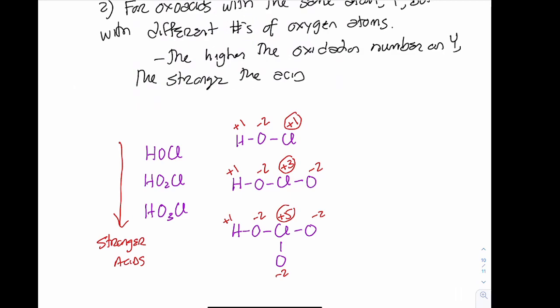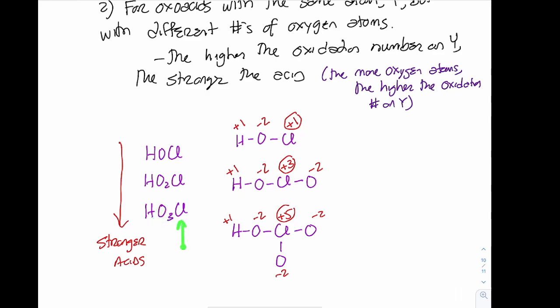That happens to correspond to the number of oxygen atoms. So the more oxygen atoms, the higher the oxidation number. And you can just use that as a shortcut instead of actually assigning oxidation numbers. So I would just recognize, well, this has more oxygen, so this chlorine is going to have a higher oxidation number compared to the other two, making that a stronger acid.